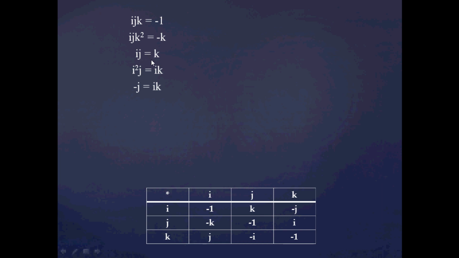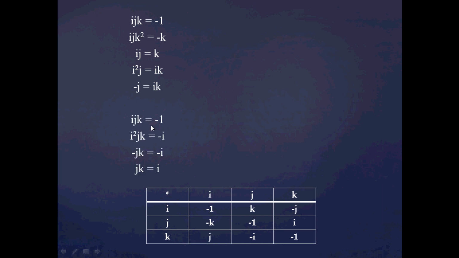And then let's derive another one. Now I'm going to take this equation and multiply on the left by i. So I'm going to get i squared j is equal to ik. Again, i squared is equal to minus 1, so I get minus j is equal to ik. So that gives me that entry right there, that ik is equal to minus j.